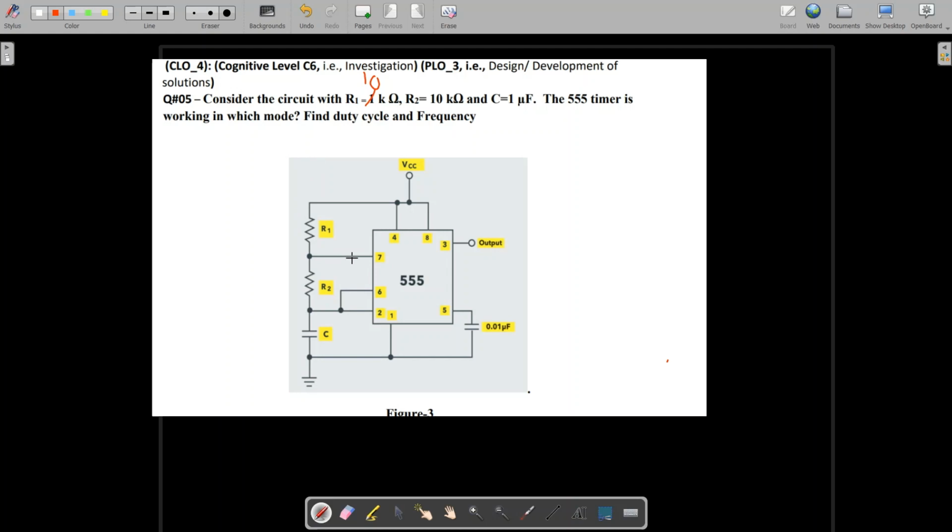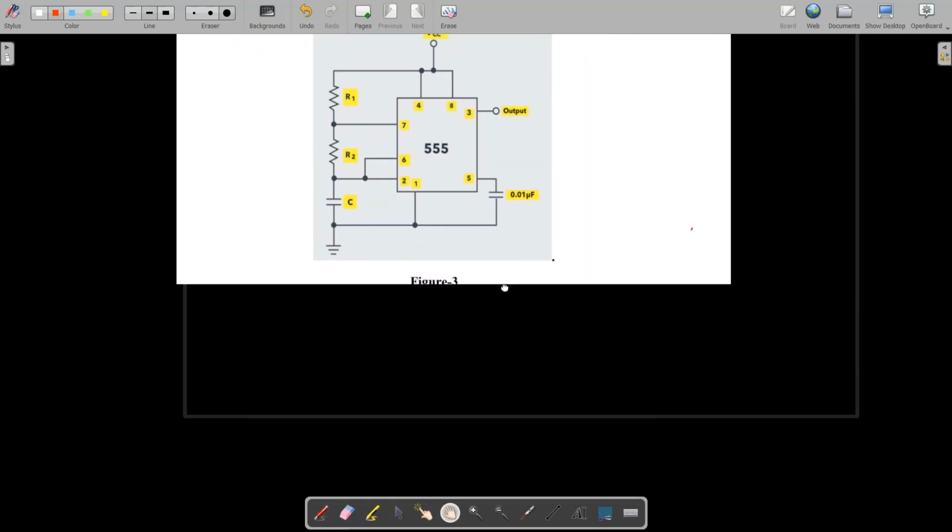So we have the 555 timer circuit given. We are asked in which mode it is operating. So first of all, if you see the connection, pin 2 and pin 6 are connected together. We have resistors R1 and R2 between pin 8 VCC and pin 2 and pin 6. We have resistor R2 between the discharge pin 7 and pin 2 or pin 6. So this is basically your astable mode of operation. So the 555 timer is operating in astable mode of operation.